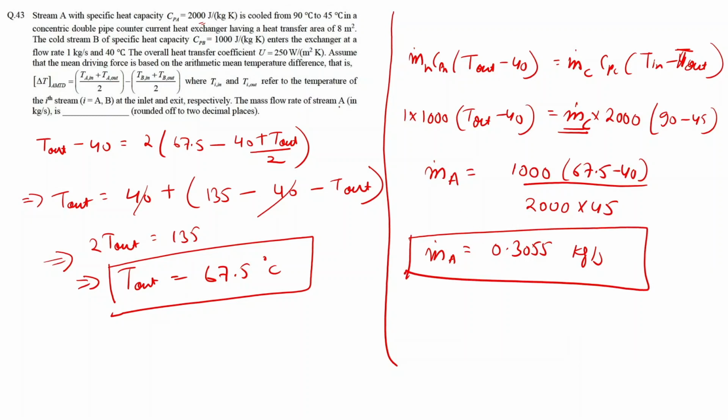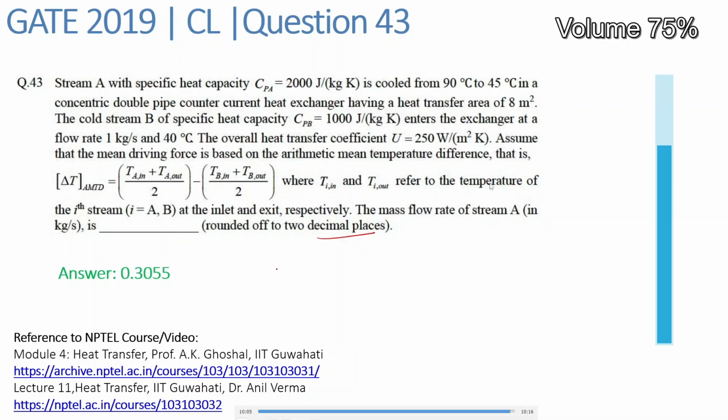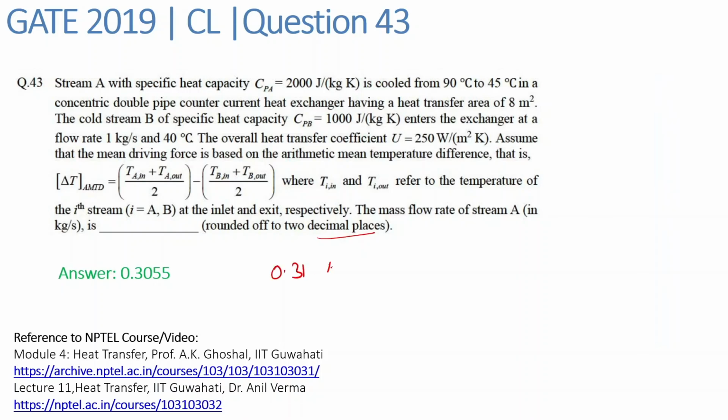So yes, the mass flow rate of stream A is given by this 0.3055 kg per second. And we have been asked to round up till 2 decimal places, so we can report the final answer as 0.31 kg per second.